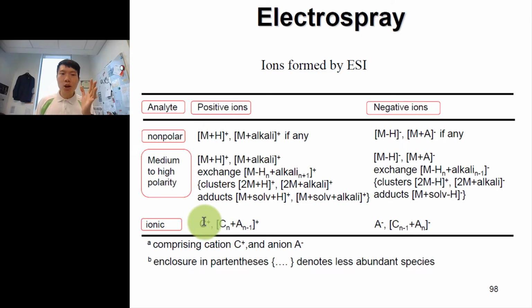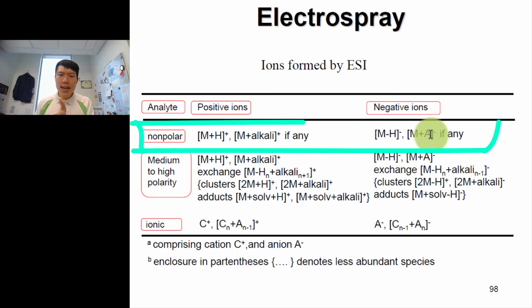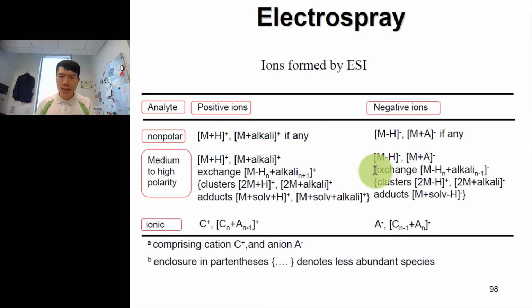For cations and ionic compounds, then you have your C plus, possibly your Na plus, for instance, okay, and this is the ion, sodium chloride. On the other side, your negative ion ESI, then you have a non-polar species, M minus 1. It is pretty much symmetrical, and this anion could be M plus your chloride, for instance. The same thing here.